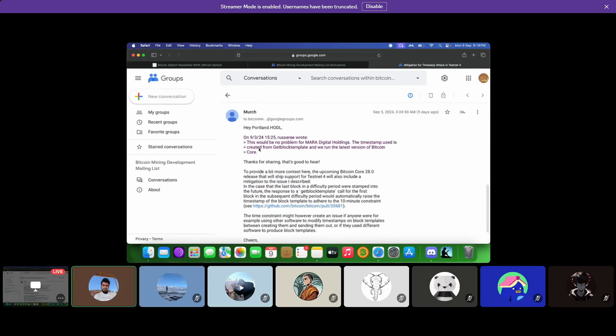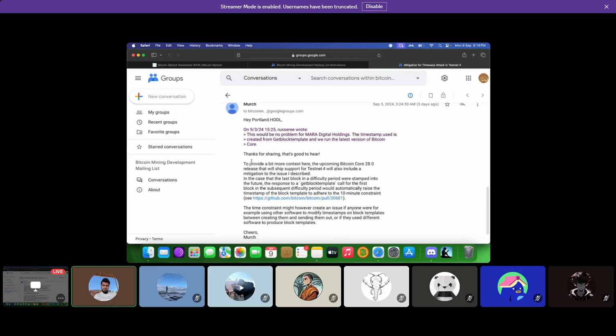So what is the mitigation? I think he proposes the mitigation here. To provide a bit more context here, the upcoming Bitcoin Core 28.0 release with chip support for testnet 4 will also include a mitigation to the issue I described. In the case that the last block in a difficulty period was stamped into the future, the response to a get block template call for the first block in the subsequent difficulty period would automatically raise the timestamp of the block template to adhere to the 10-minute constraint.